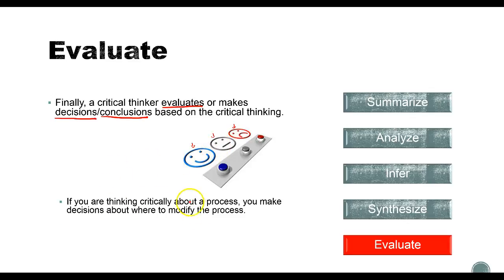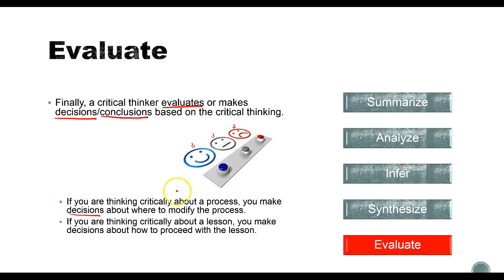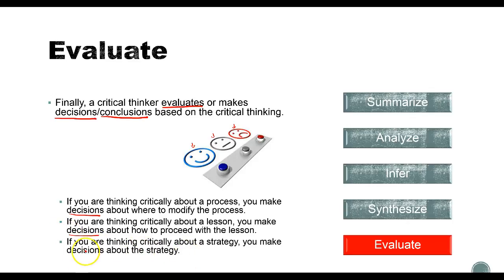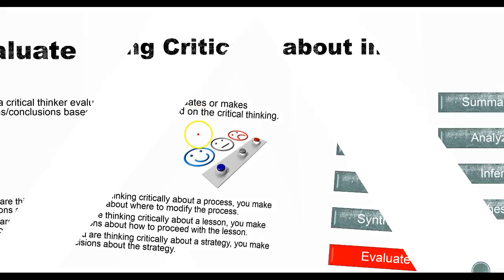So if you're thinking critically about a process, you make decisions about where you might modify that process. If you're thinking critically about a lesson, you might make decisions about how to proceed with that lesson. If you're thinking critically about a strategy, you might make decisions about that particular strategy and how you might change it. So those are the important steps for all critical thinking.